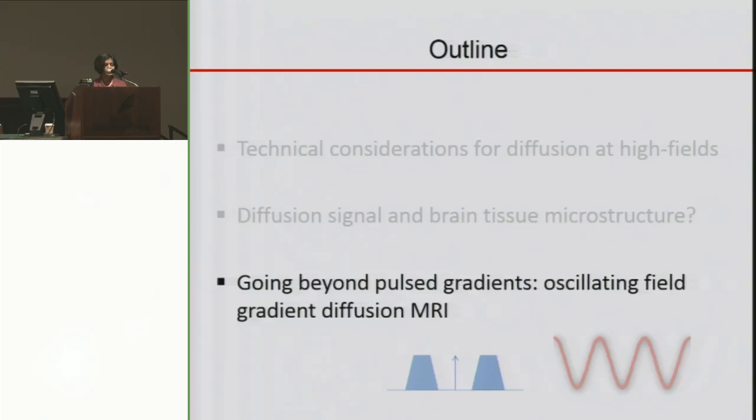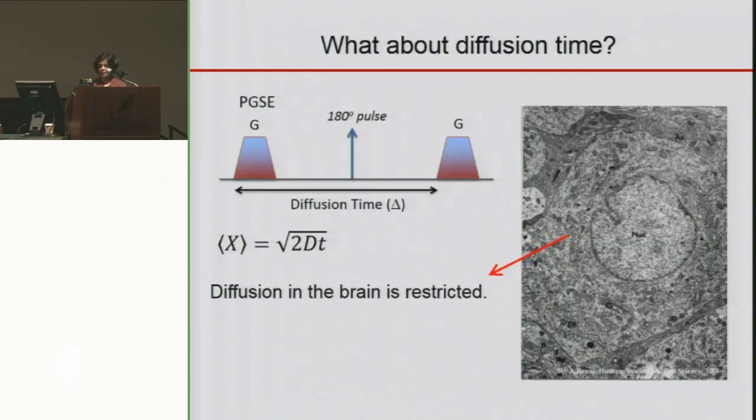So in the last section of this talk, I'm going to introduce diffusion using oscillating gradients and show what we can do with it. So far, we've seen the effect of changing the gradient orientations and changing the gradient strength, or b value. But what happens if we change the diffusion time? Diffusion time here is just the time interval between these two gradient pulses.